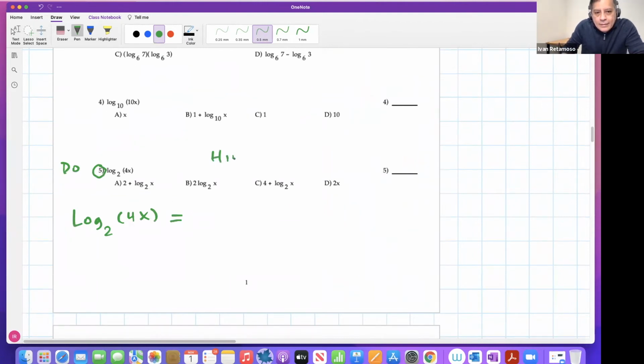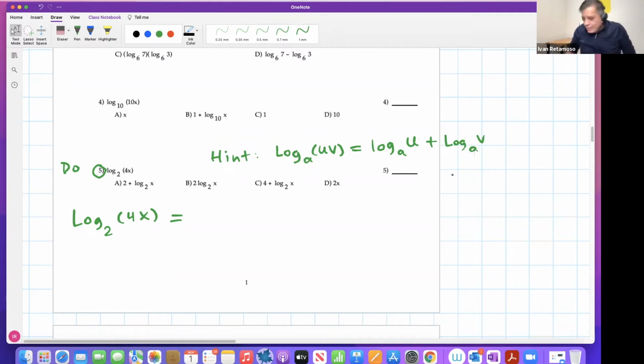And the hint, as usual, I'm going to give you a hint: log, in any base, of u times v is log base a of u plus log base a of v. The log of the product is equal to the sum of the logs. Can you try? And then simplify. It's a little bit tricky.